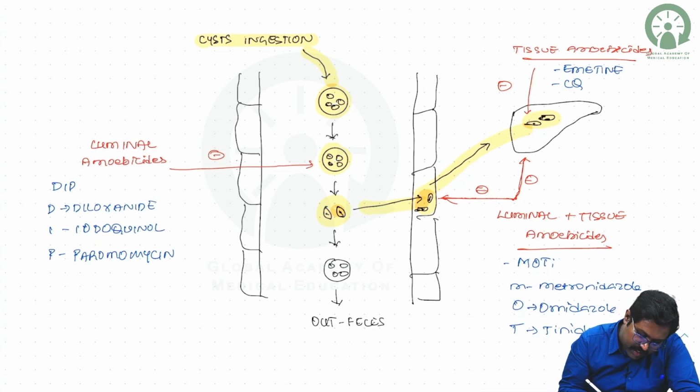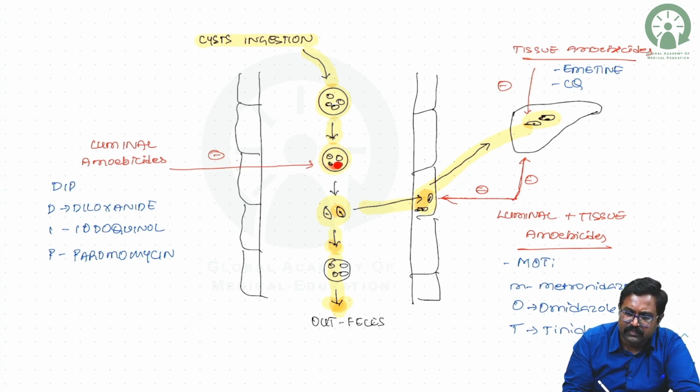So cyst enters, it multiplies. Please remember, cyst enters, it multiplies, it releases this cyst, and this cyst will be taken up and reach the liver. If the cyst is present within the lumen, it is called luminal amoebiasis. If it reaches the tissue, that is the liver, it is called tissue amoebiasis.